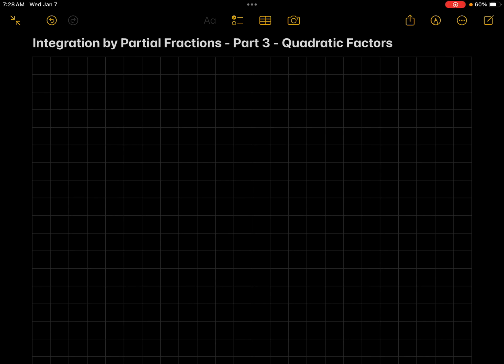Integration by partial fractions, part 3, quadratic factors. What if we had the integral 2x minus 1 over x cubed plus x dx?